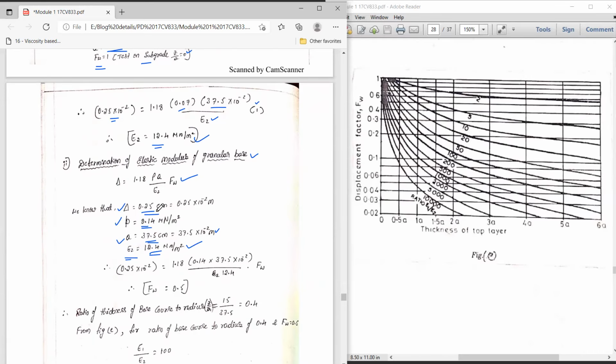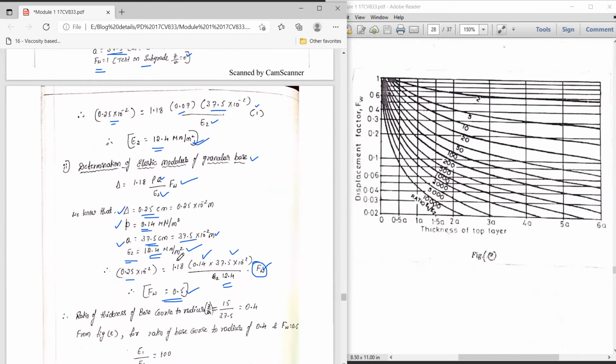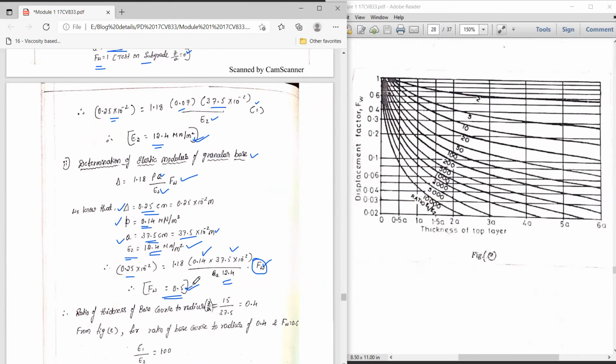So in this formula, again you substitute deflection 0.25 into 10 to the power of minus 2, 1.18 into pressure 0.14 multiplied by radius a value 37.5 into 10 to the power of minus 2 divided by E2 value you already found in the previous step, that is 12.4. Your only unknown is FW. Now you solve for FW. FW you are going to get it as how much? 0.5. Okay. So in the first step you need to calculate E2. In the second step you need to calculate FW.